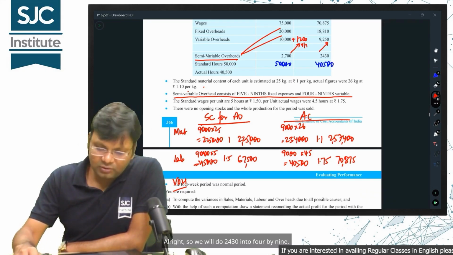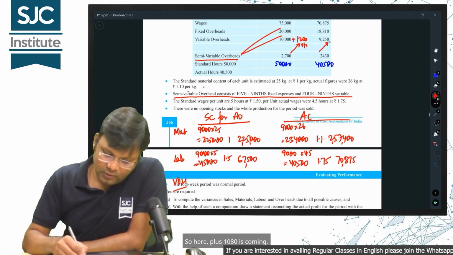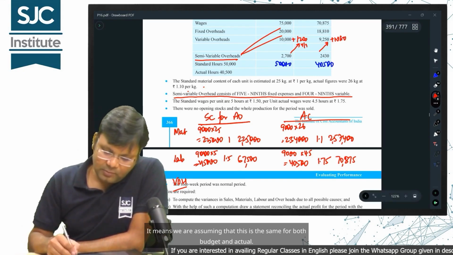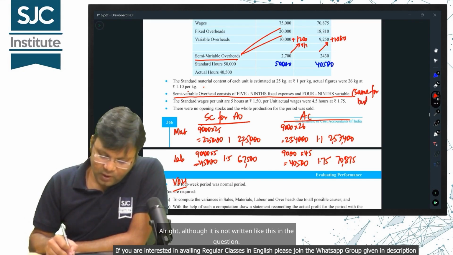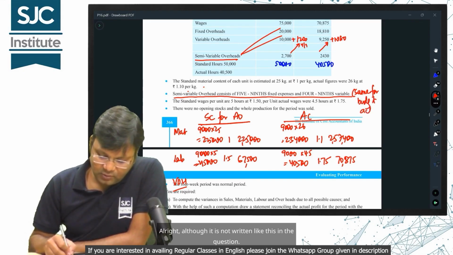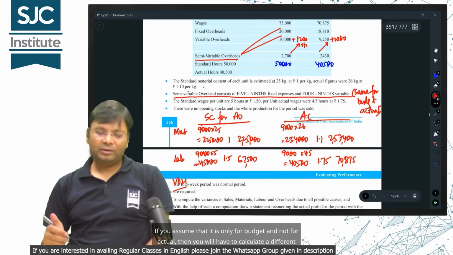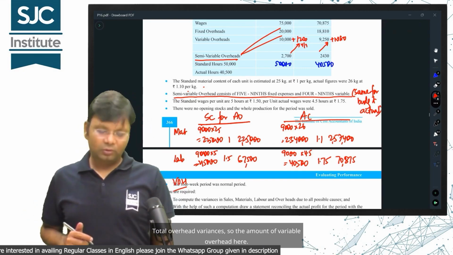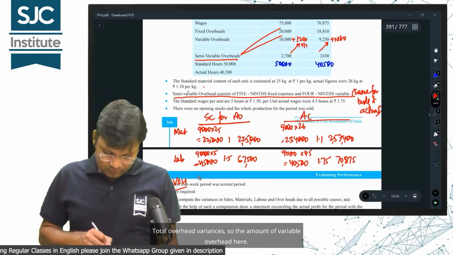Alright, so we will do 2,430 into 4/9. So here, 1,080 is coming. It means we are assuming that this is the same for both budget and actual, although it is not written like this in the question. If you assume that it is only for budget and not for actual, then you will have to calculate a different series of variances. Total overhead variances, so the amount of variable overhead here.